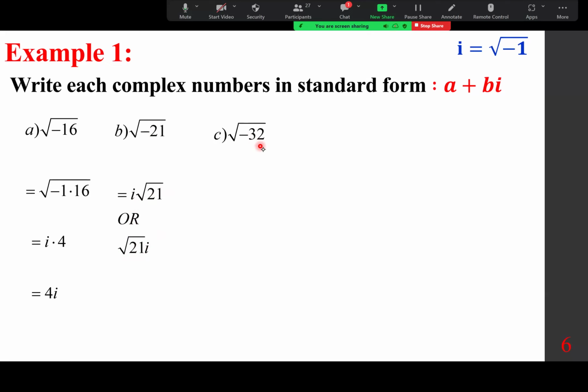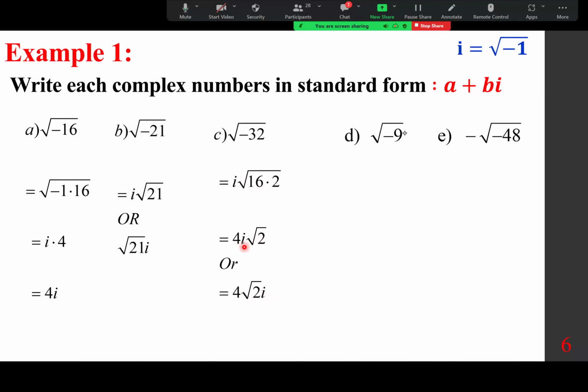Now, -32 under the radical. The negative sign, you can get rid of it and put an i outside. 32 is 16 times 2. 16 is 4. There are 2 ways to write it. You can write 4 square root of 2 i or 4i square root of 2. Again, bear in mind, i is outside the radical sign. That's why they put it in between, to make sure everybody can recognize that's not under the radical.